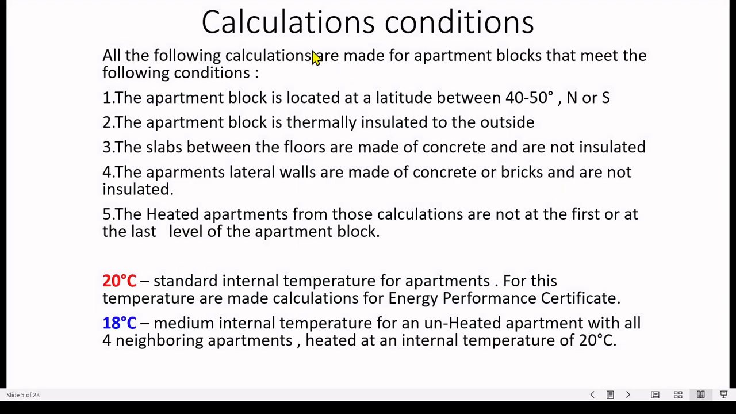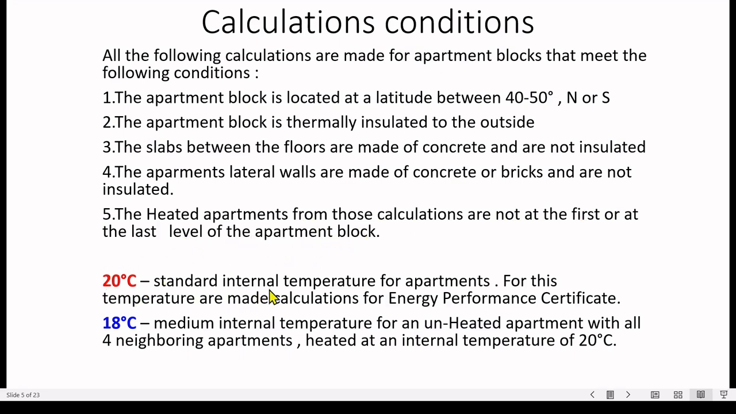Here are the conditions for calculation. The apartment block is located at a latitude between 40 and 50 north or south. The apartment is thermally insulated to the outside. The slabs between the floors are made of concrete and are not insulated. The apartment's lateral walls are made of concrete or bricks and are not insulated. The heated apartments from those calculations are not at the first or at the last level of the apartment block.